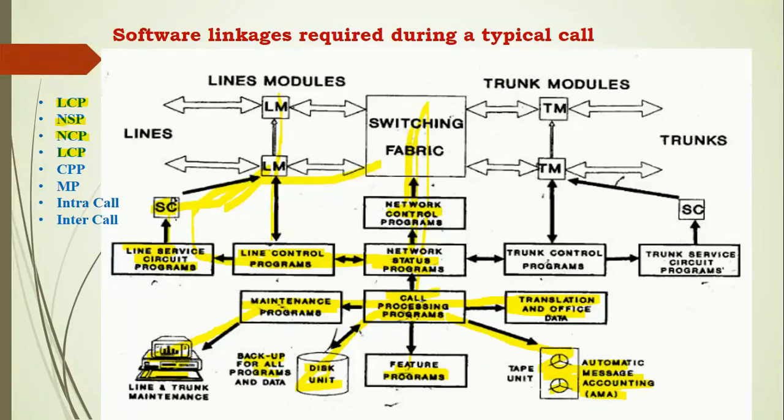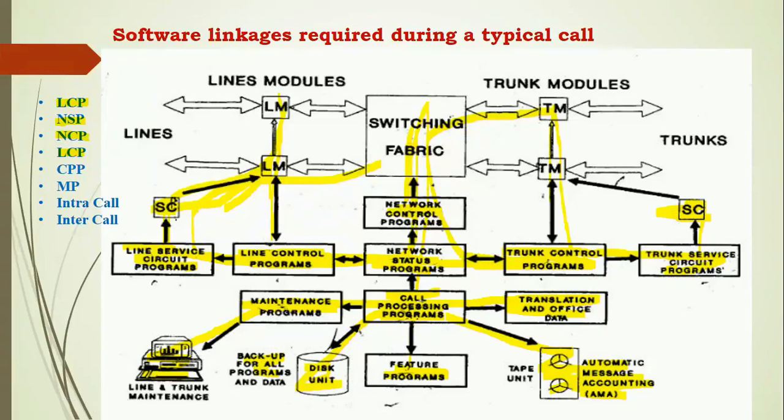Suppose the called subscriber is in the same line module, then it will be traced like this. For example, assume that the called subscriber is not in the same module, then it needs to concentrate on this side, that means the trunk control program, then just connect like this. So again the functions are given to the network status program to connect the trunk. Then to the called subscriber or the calling subscriber, it will connect the trunk service circuit, and the services will be given by this side service circuit.